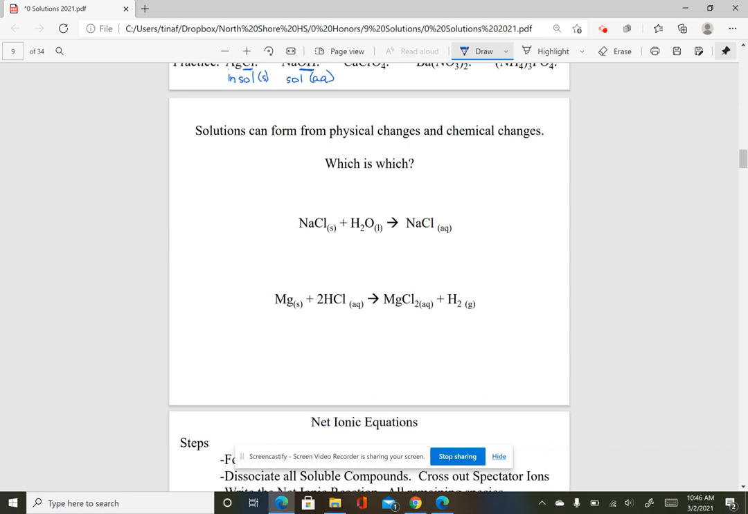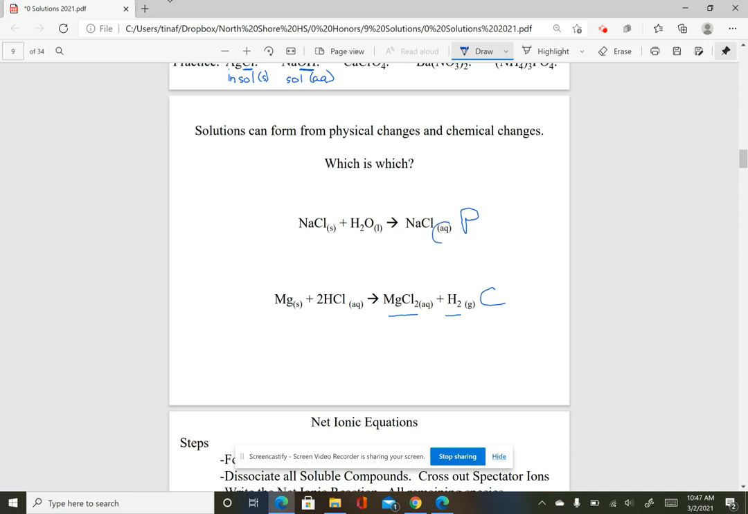Okay, so solutions. So far we've talked about solutions forming from mixing something with water, which is a physical change. But solutions can also form from chemical reactions. Just as a review, I want you guys to look at these two reactions and write down which one's a physical change and which one's a chemical change. All right, hopefully you remembered that in a chemical reaction, we're creating new substances. So dissolving is physical, chemical is where we're creating different compounds and elements than we had before.